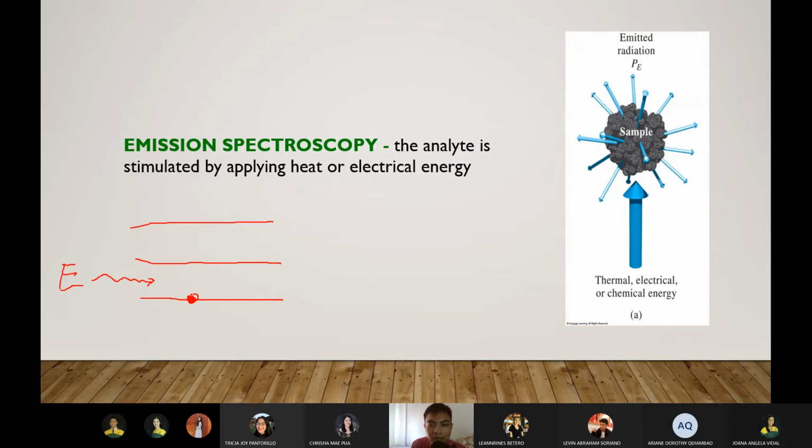Ano nangyayari? 'Di ba na-excite yung mga particles kapag may energy, may heat? Bumibilis yung galaw nila. So as a result, the atom will go up to a higher energy level. Okay? And then after nun, babalik ulit siya sa baba. Magjo-jump yung ating electron from lower energy level to higher energy level and then babalik uli siya pababa. By the time the electron relaxes, ibig sabihin, babalik na siya sa original energy level niya, it releases light.